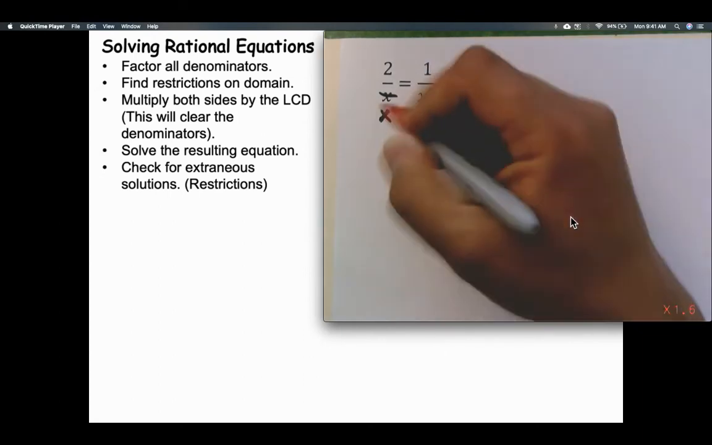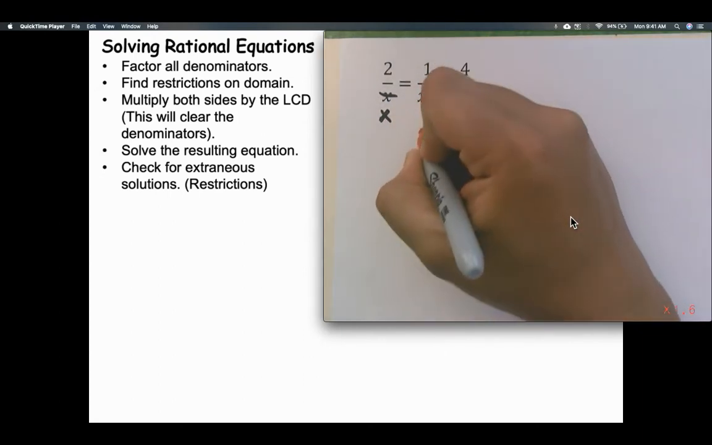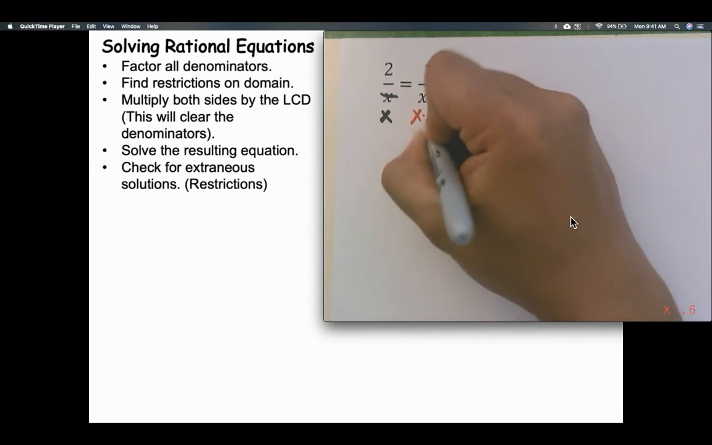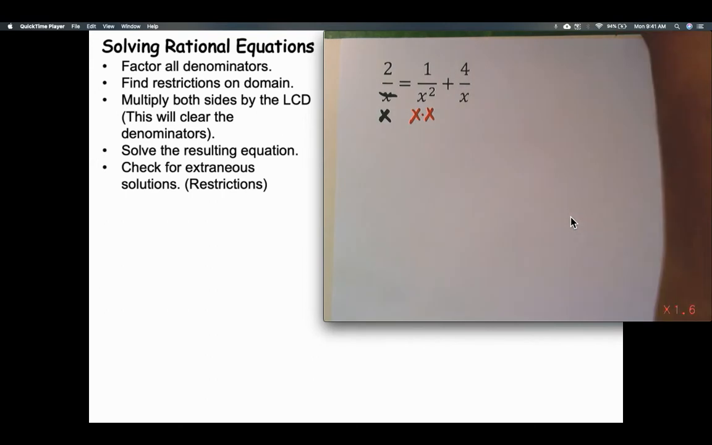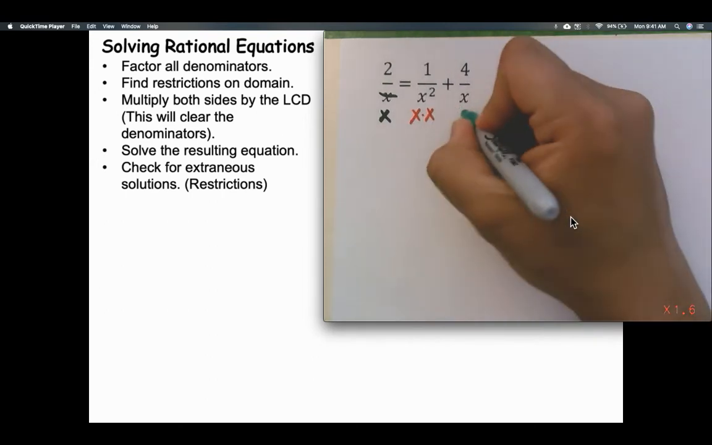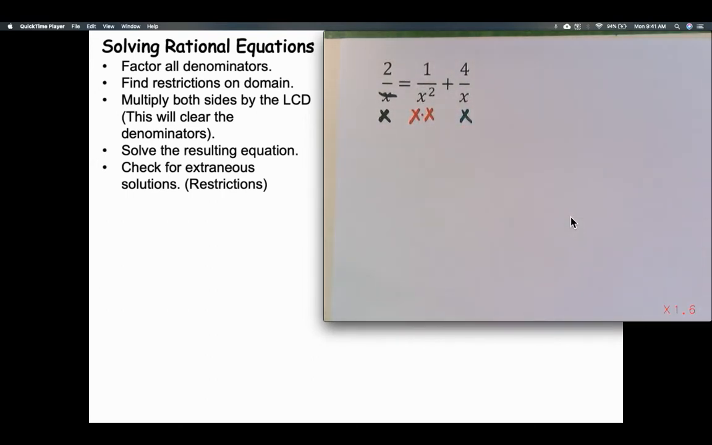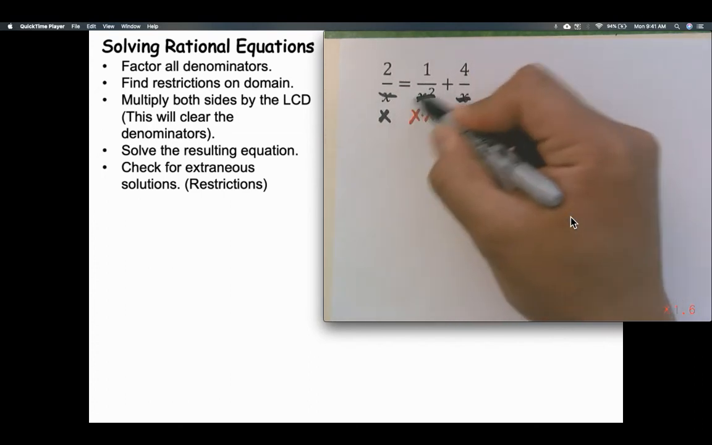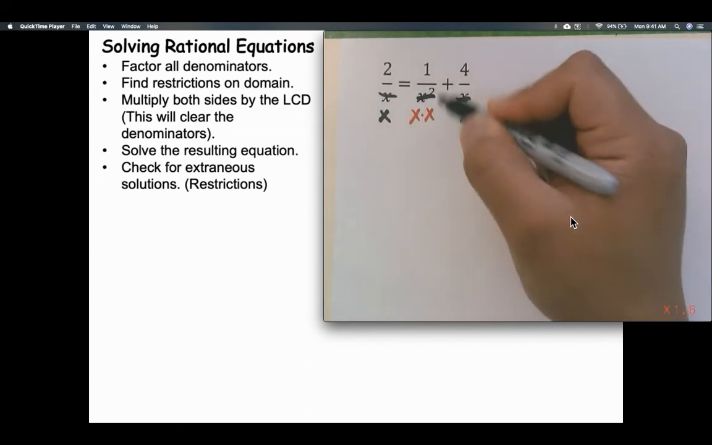Okay, x squared, that's another monomial. So that's just going to be x times x. And then this last one, I'll do in green, is just an x. All right, so now everything's factored on the denominators. Like I said, cross those off because this is basically the same thing, just factored. So I don't have to rewrite the entire step.